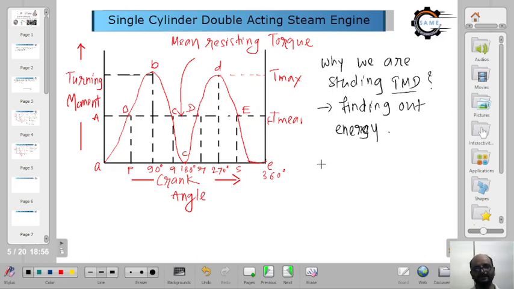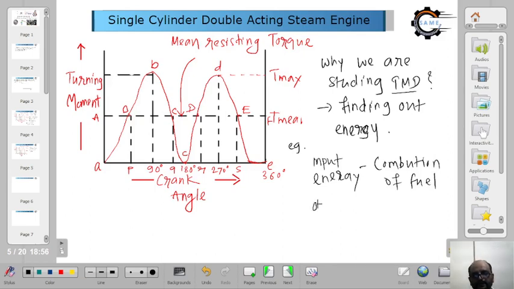Means see, in the IC engine, the input energy is the combustion of fuel, right? For example, combustion of fuel is the input energy. And the output energy, what will we get as output? The output is in the form of mechanical energy. Okay, so how to measure this mechanical energy?